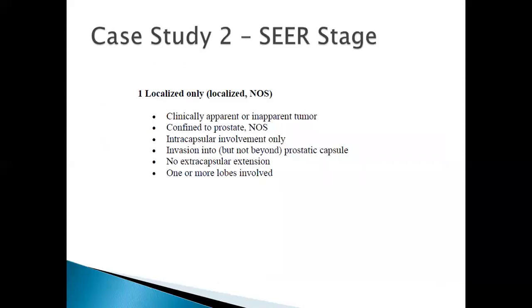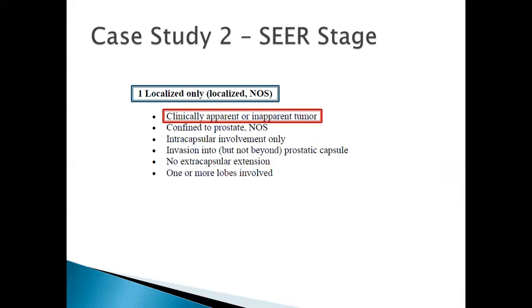So summary stage. This patient had a negative DRE, so that means it's a clinically apparent or inapparent tumor. This patient actually had an inapparent tumor, because the physician could not feel it. So this one is assigned summary stage 1, localized. As simple as that.